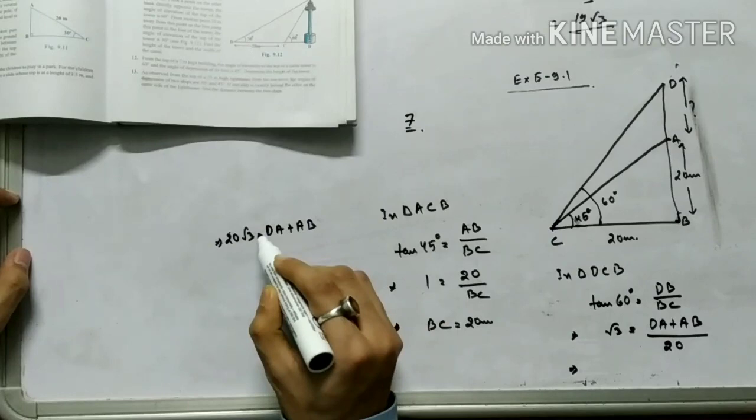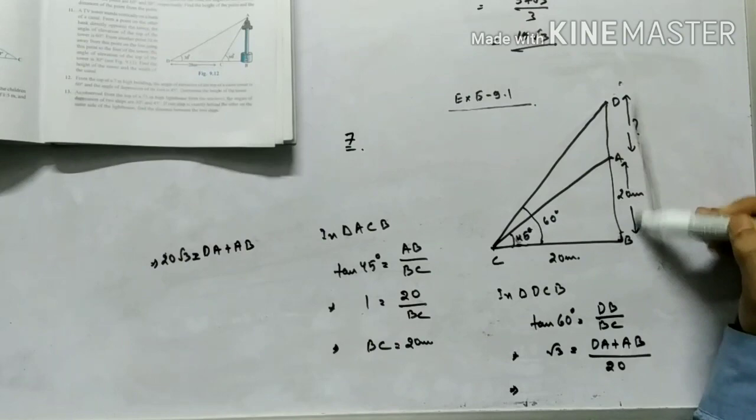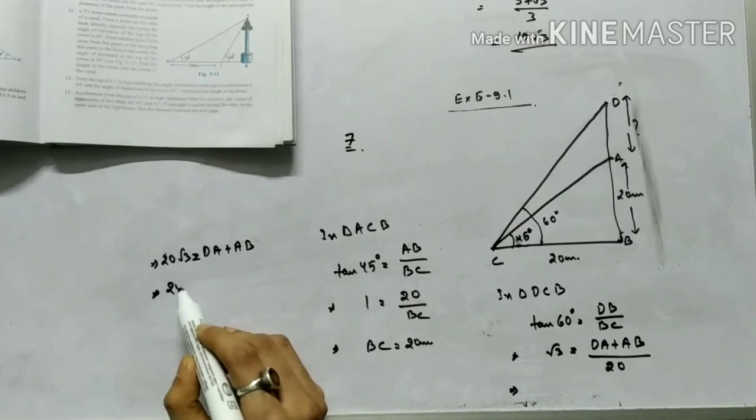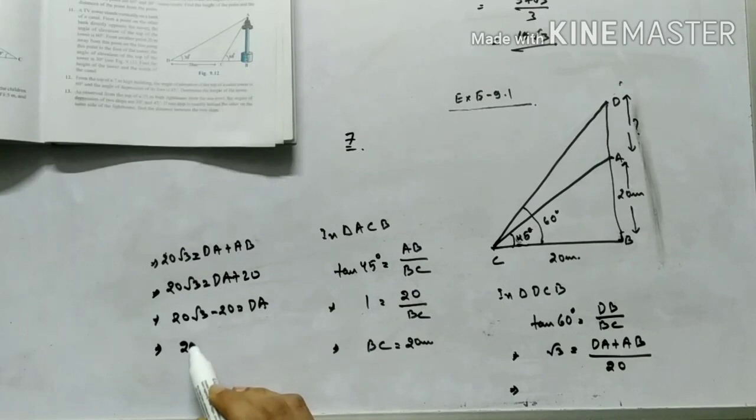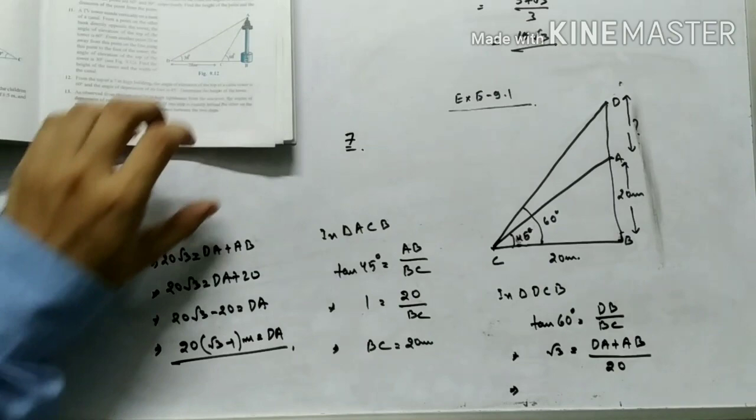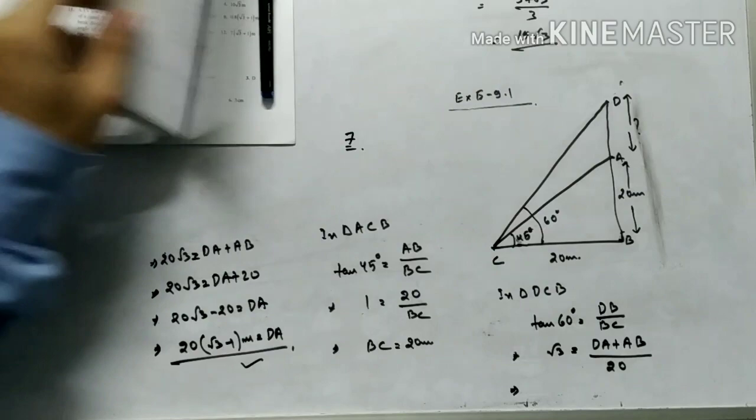Understand? DA plus AB. AB value is already given. It is 20 meters. So you put AB in here. So 20 root 3 is equal to DA plus 20. So 20 you bring this side, you will get 20 root 3 minus 20 is equal to DA. So if you take 20 common, you will get 20 (root 3 minus 1) meters is equal to DA. So this is your height of the tower. Understand? DA, height of the tower, 20 bracket root 3 minus 1. Okay. Next I will go to question number 8.